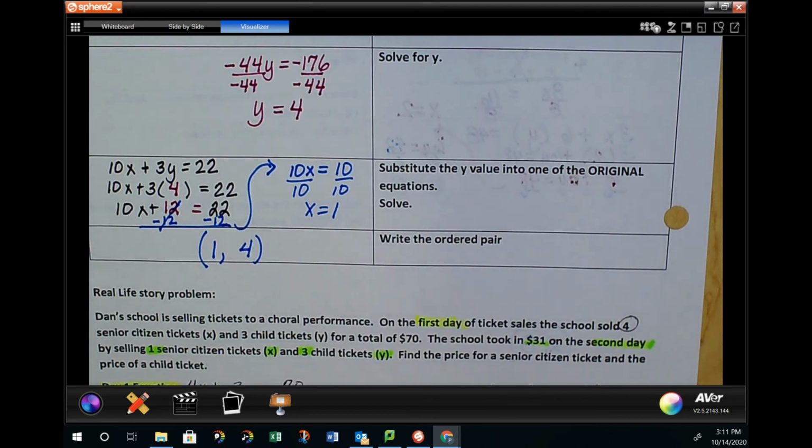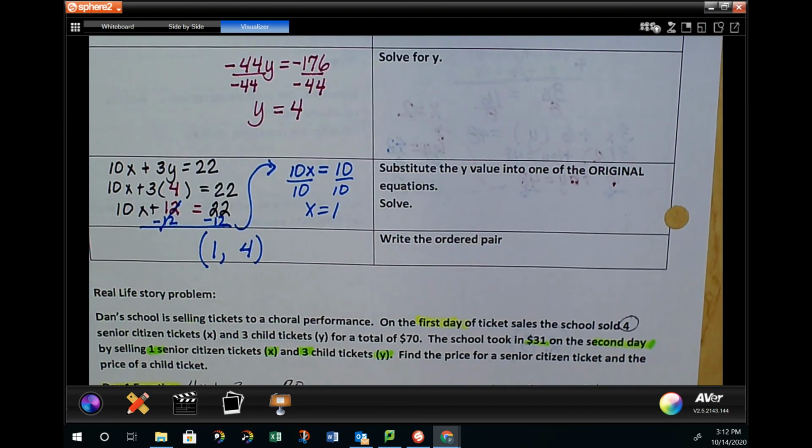So x was my what again? Oh, x was my senior citizen. So the price of a senior citizen ticket is $13. Then if I want to find the price of the child tickets, I'm going to take an easier equation, x plus 3y is 31, so you have 13 plus 3y is 31. I subtract my 13 from both sides. That goes away, and I have 3y is equal to 31 minus 13, which is 18.